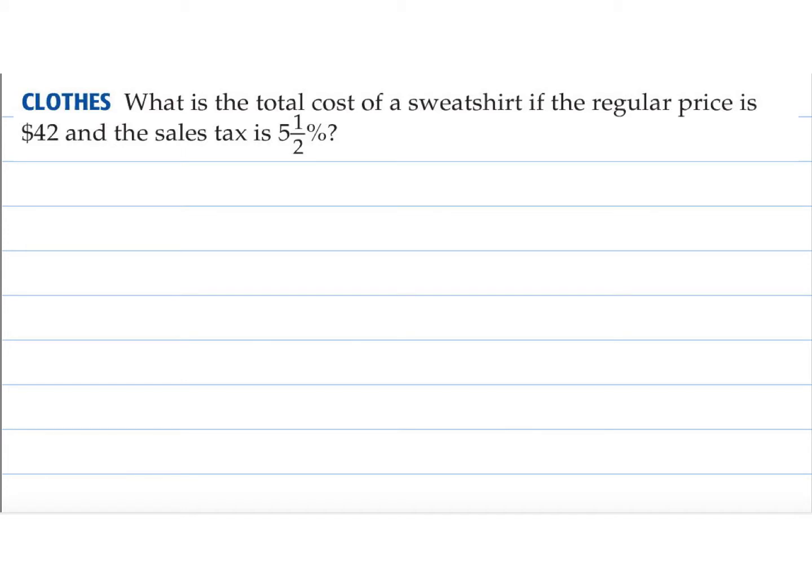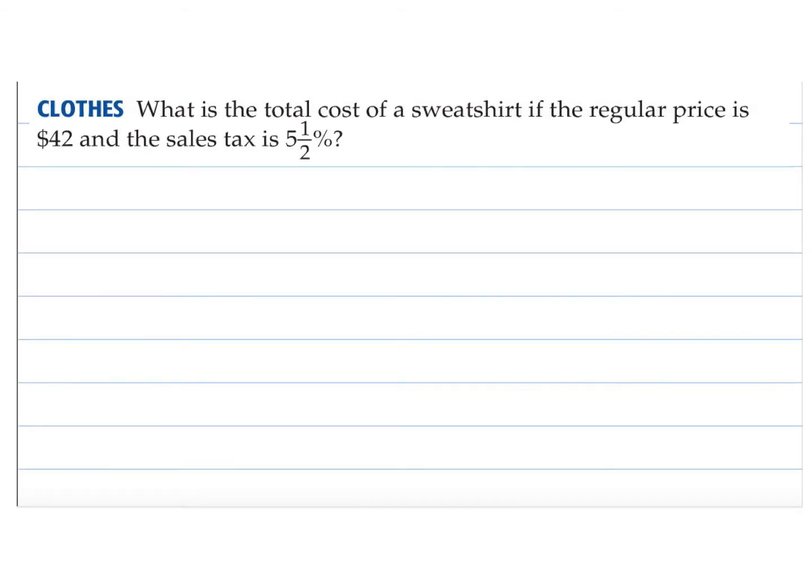So we have an example here. Pause, write down the problem. What is the total cost of a sweatshirt if the original price is $42 and the sales tax is 5.5%? I'm going to use method 1 for each of these. If you prefer method 2, do that. We would just end up with the same answer at the end. So start by turning the percent into a decimal. I'm going to write 5.5%. Now from here, we move the decimal 2 spots to the left.